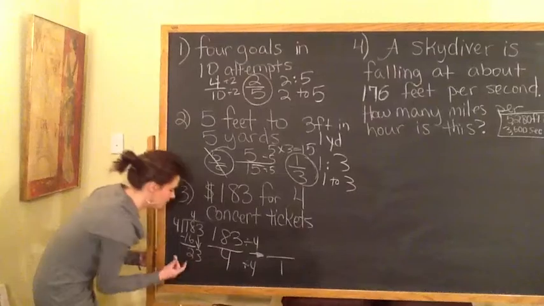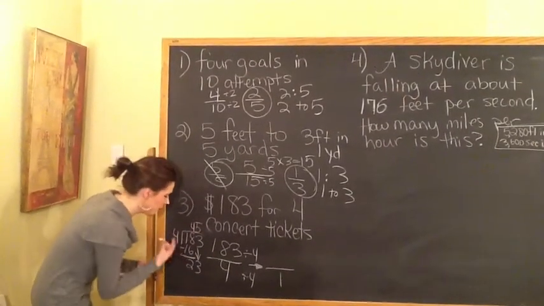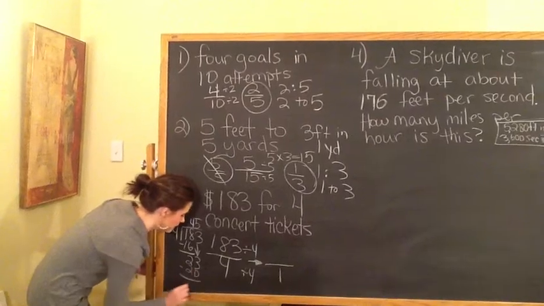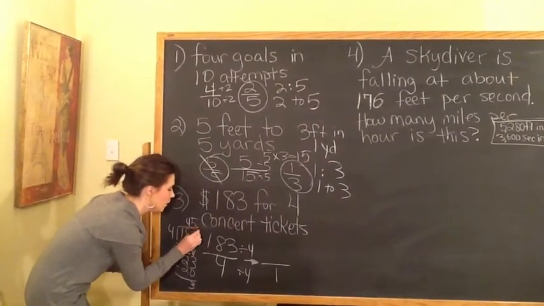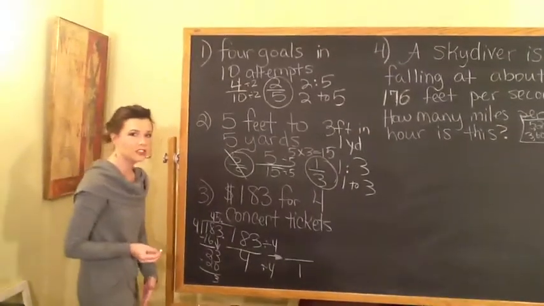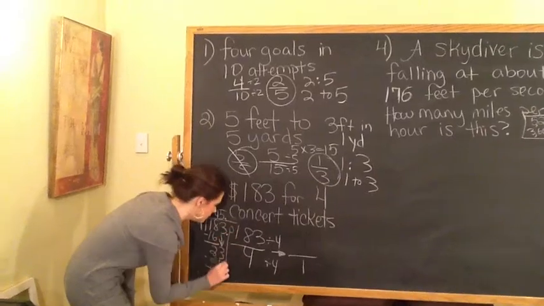Bring down your 3. So now, how many times does 4 go into 23? About 5 times. So 5 times 4 gives you 20. Then we subtract and we get a remainder of 3. But we're going to keep going because we're talking about money, so there's a good chance we want a decimal because we're going to have some change. So we're going to add a 0 and bring it down.